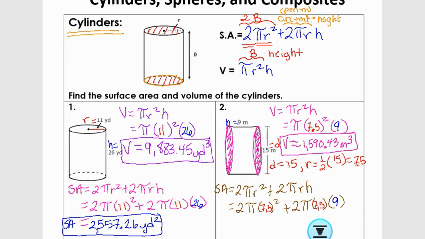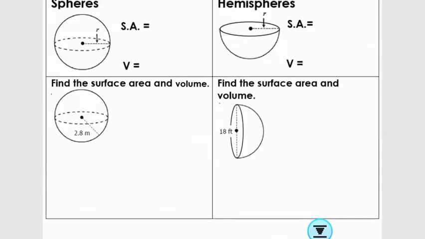And when I put that in my calculator, I get that the surface area is 777.54 square meters. Why is it square meters and not cubic meters? Because this is surface area, and area covers 2 dimensions, so it's square units. Okay, so that's going to be cylinders. Let's take a look at spheres.